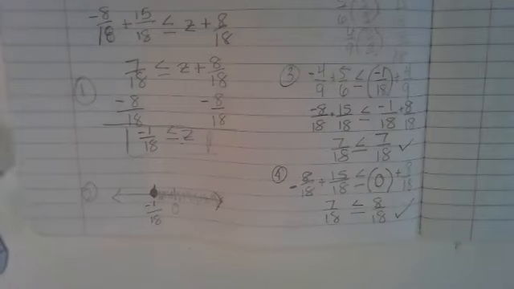Questions about that? Are we feeling okay? Okay, here's my last example for you all. I have here 7 is less than 2k minus 3.